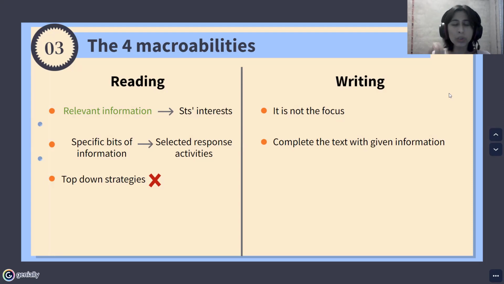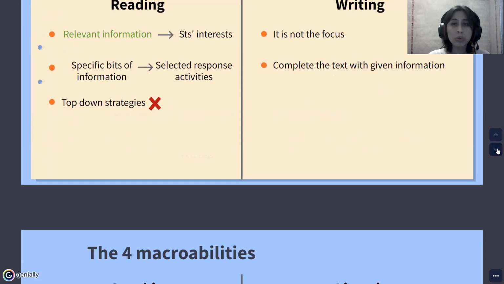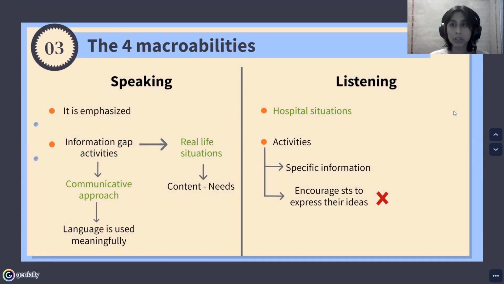And I think that writing was not the focus because oral communication was more important. And that's why speaking was emphasized, because oral interaction is crucial in nursing.